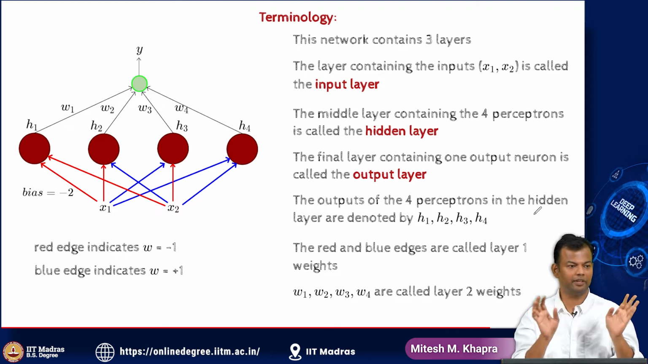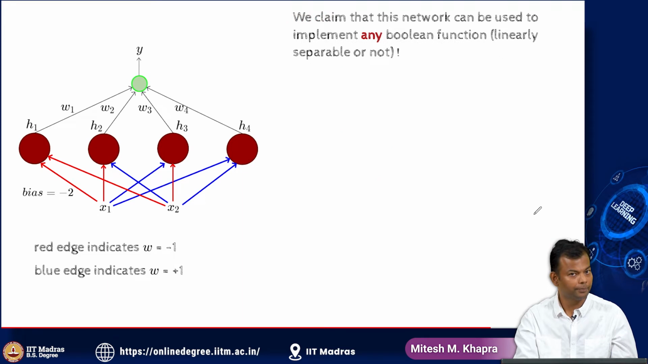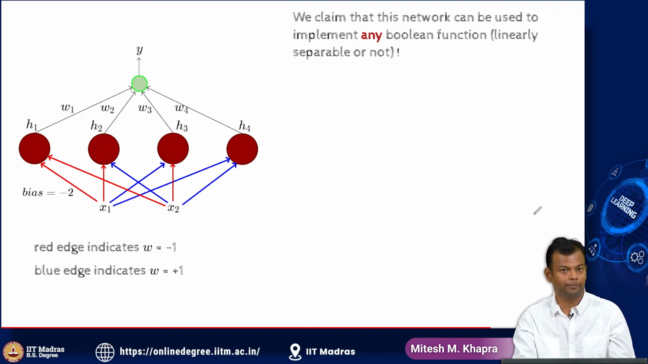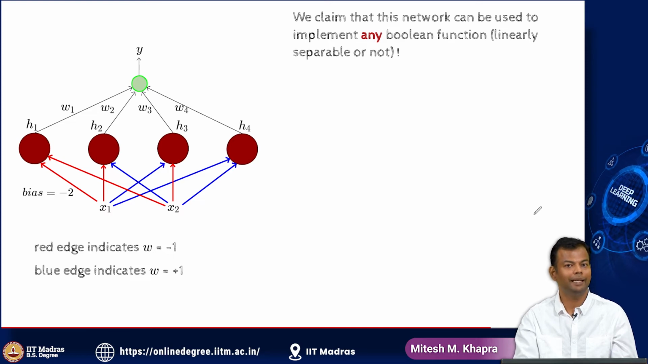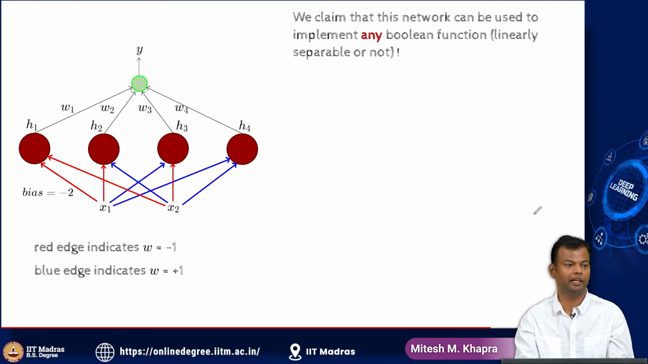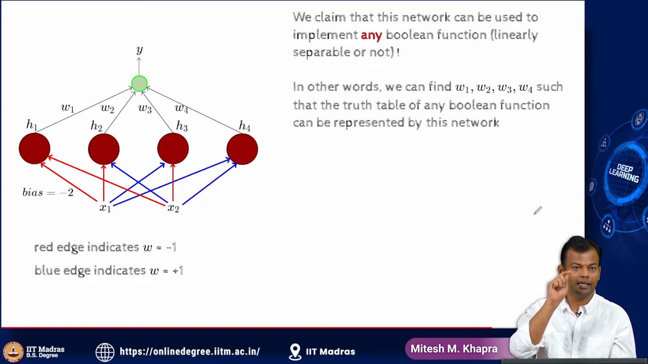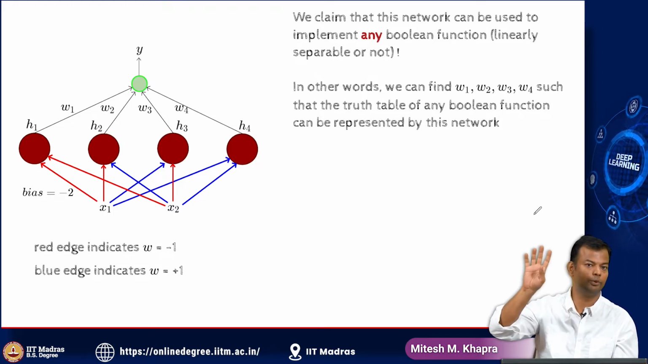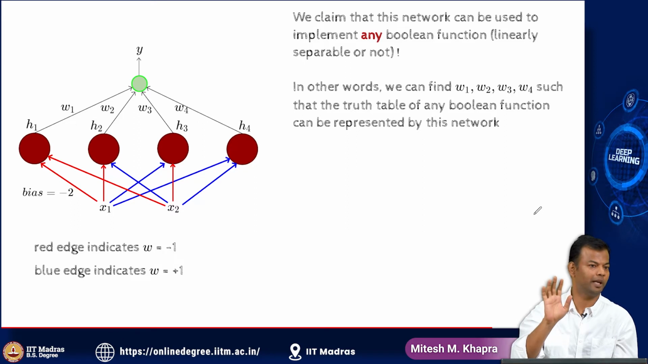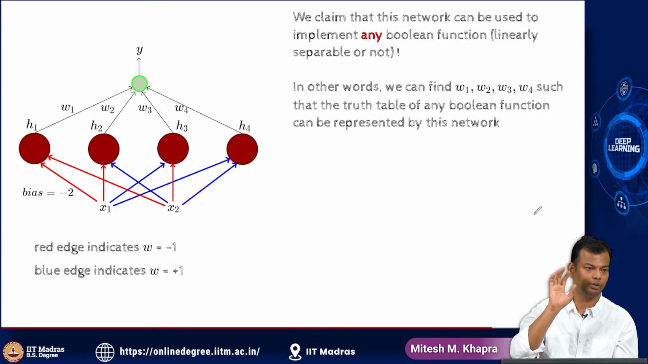This is all definition, all terminology. Now is the interesting part. I am going to claim that this network can be used to implement any boolean function, whether that function is linearly separable or not. What does that mean? It means that I have this generic template which has now 4 weights W1, W2, W3, W4. Everything else in the network has been hard coded, right. The only 4 variables are W1, W2, W3, W4.